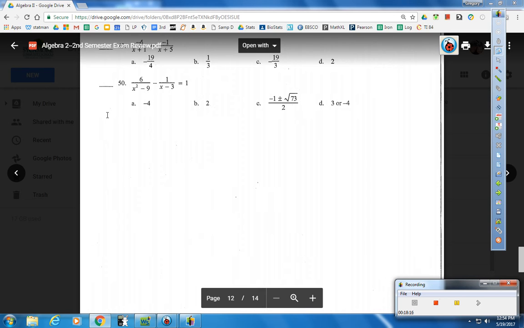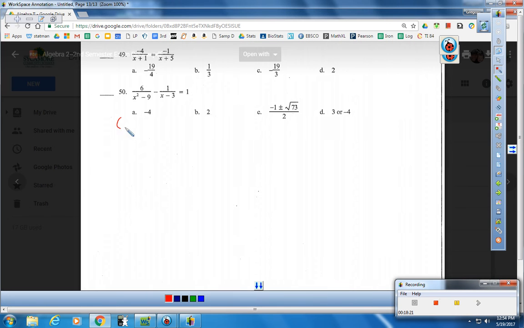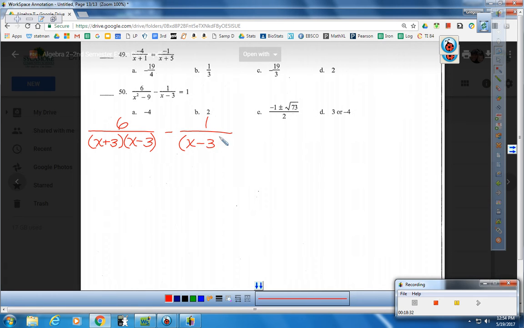Remember, this left-hand side is, if I can get this working right, it's 6 over x plus 3 times x minus 3 minus 1 over x minus 3. And now I want to get a common denominator, so I'm going to multiply the top by x plus 3, top and bottom, and that equals 1. Okay? So now the whole left-hand side is going to be over x plus 3 times x minus 3.